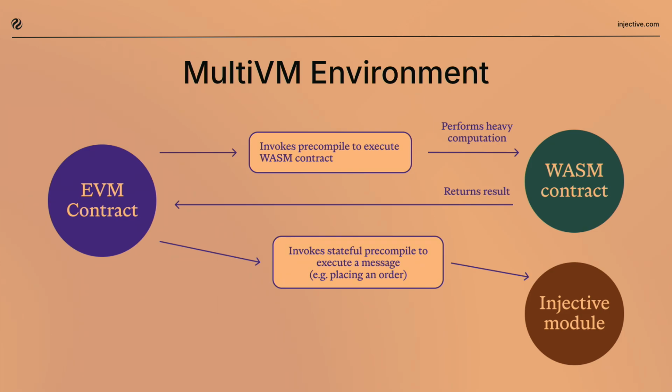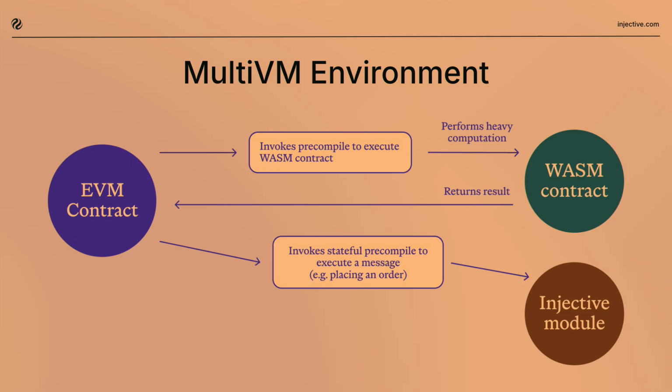So Injective is adding native EVM support in a multi-VM environment. And what this will allow you to do is create an application, have a smart contract that invokes WASM contracts as well. So one example is that you could have a WASM contract perform heavier computation than you otherwise could have in the EVM. You can do things like more advanced cryptography or mathematics, and then return that result synchronously, all in one transaction, to your Solidity contract.